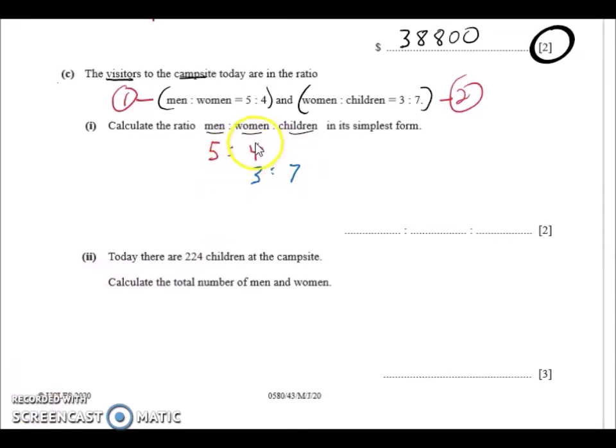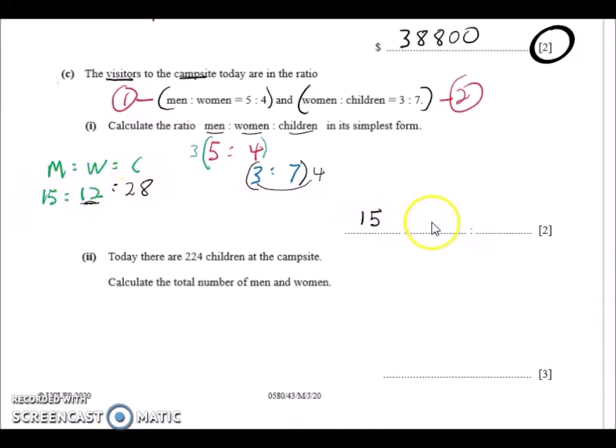So now we have to make the women's part of the ratio the same. For example, we make this one 12. So for this one we multiply by 3, so the man to woman ratio, you'll be getting 15 and 12. So I put man, woman and children. We have to make the woman's ratio here also 12, so we multiply by 4, and the children is 28. So this is your answer: 15, 12 and 28. You got 2 marks here.